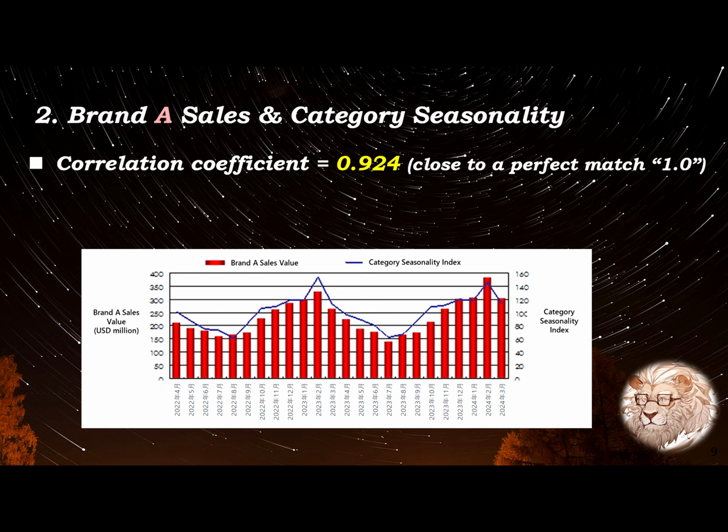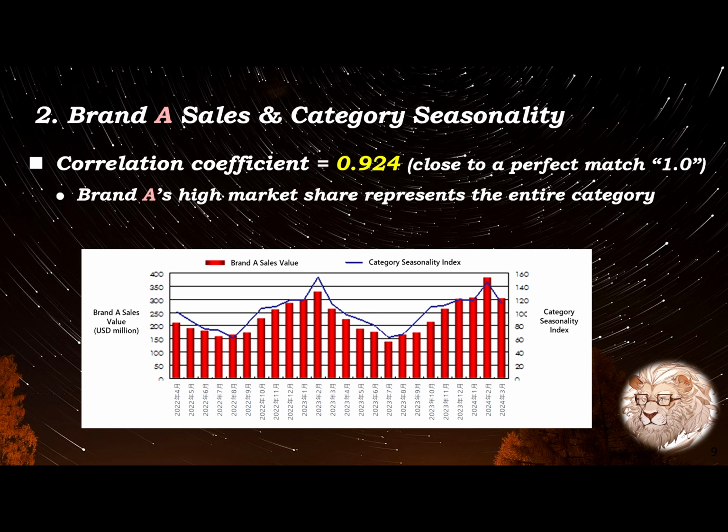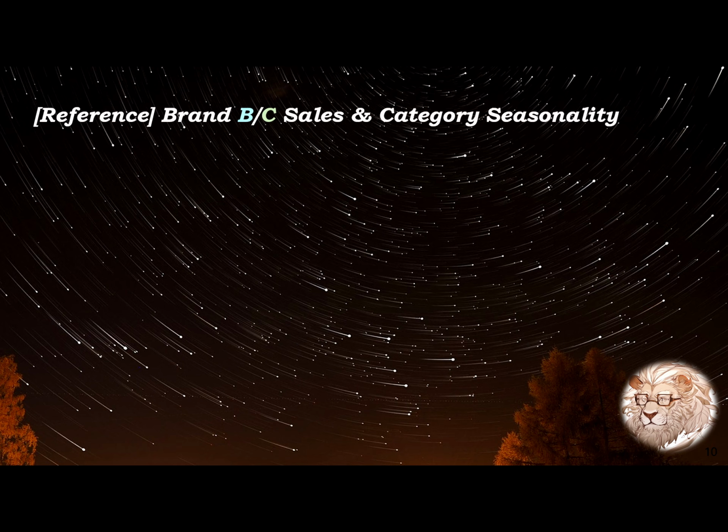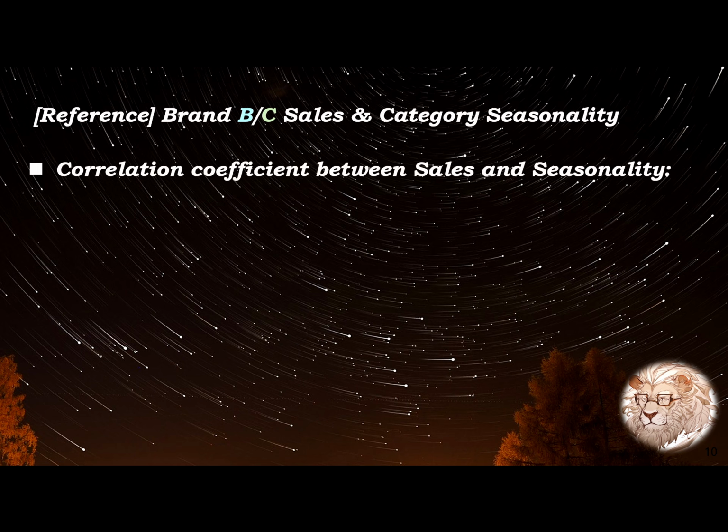almost a perfect match. In other words, Brand A is the largest brand that accounts for nearly half of the total market sales, and therefore represents the entire category. On the other hand, brands B and C tend to earn extra sales during the April, July, and September-November periods. And it is confirmed that both brands B and C have relatively high correlations with category seasonality.